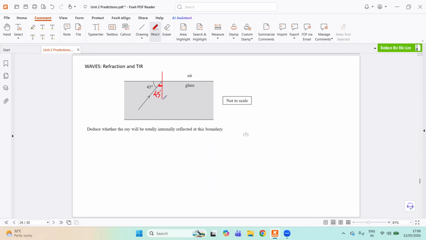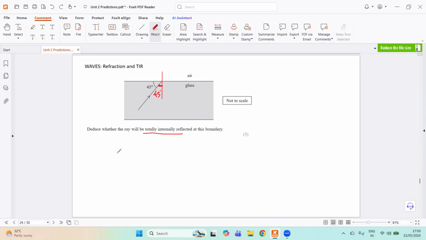What you need to check is if this light will be totally internally reflected. So the idea is, for total internal reflection, angle of incidence must be greater than critical angle. Right? Angle of incidence must be greater than critical angle. And what is critical angle? Critical angle is that value of the angle of incidence for which angle of refraction is 90 degrees. Okay, so you need to check what is my critical angle here.